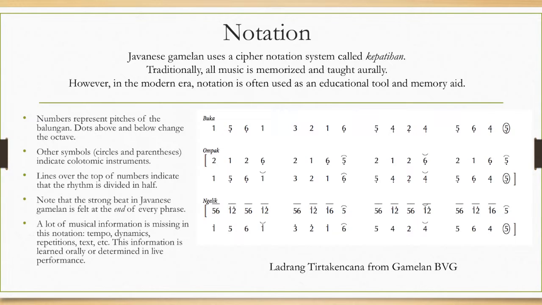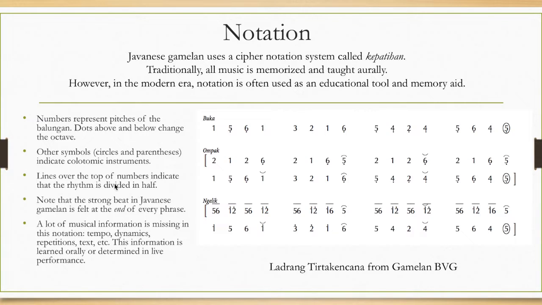So basically, this notation is fairly simple. Each one of these numbers represents a pitch of the balungan. So what you see here on the page is exactly what is going to be played by the saron and the slentem. Dots above and below, like you see here, actually change the octave we are playing in. If there's no dot, that means we're in the middle octave. If there is a dot below the number, it means we are playing one octave lower. And if there is a dot above the number, like this, that means we are playing one octave higher.